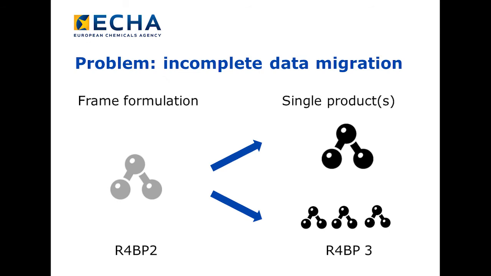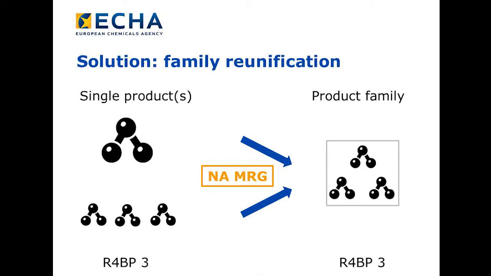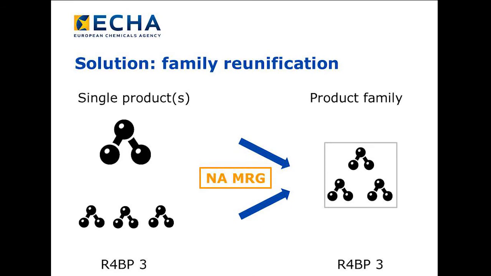The former frame formulation exists as a single national authorization asset, and information on the other frame formulation members is missing. Or the frame formulation was split, and now single national authorization assets exist in R4BP3. The solution is a process to merge the existing data in order to reunite the products into a product family. This can be done by the authorization owner in R4BP3 with an application called NA-MRG. You will learn how to create a product family from data that used to represent a frame formulation.